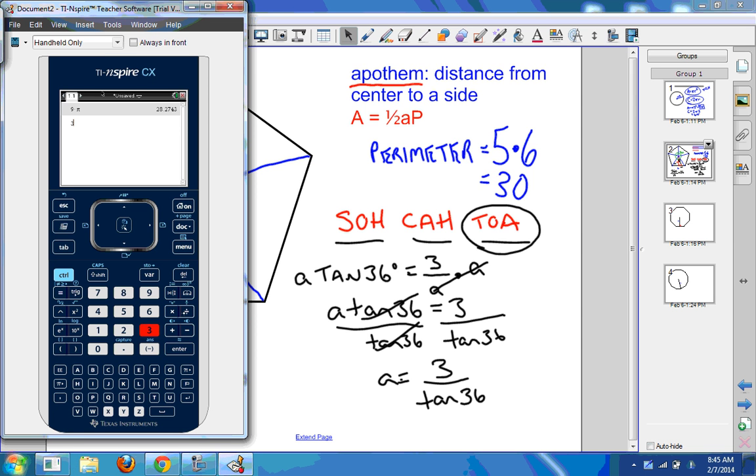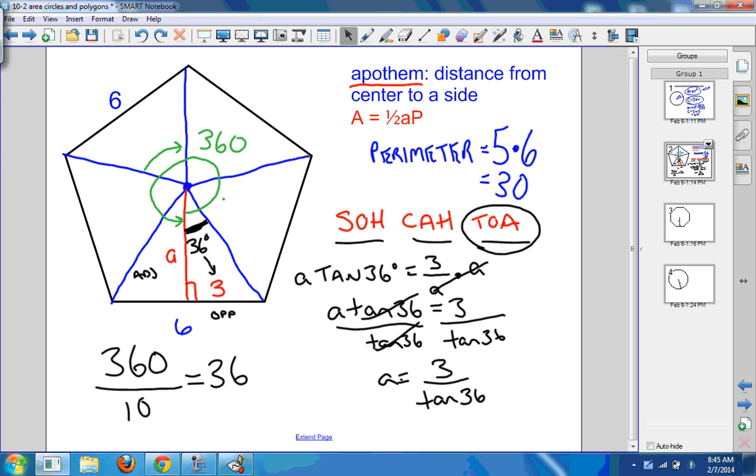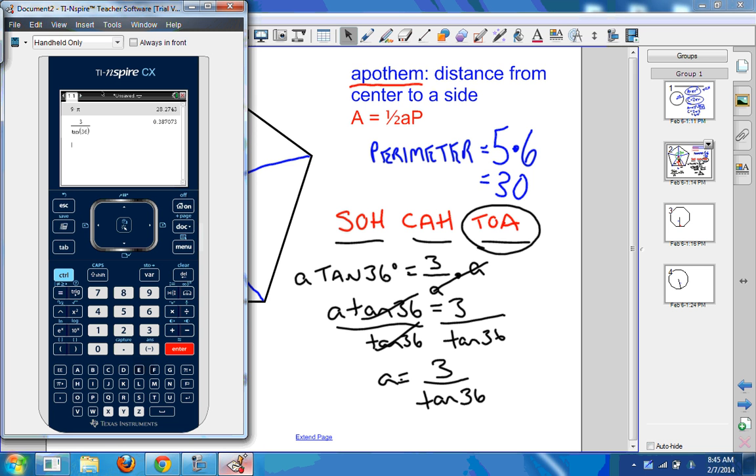So 3 divided by the tangent of 36 is equal to 0.38. So we got 0.38 for my A. Now that looks a little bit small to me for it to be 0.38. So what did we do wrong? We can check our math.